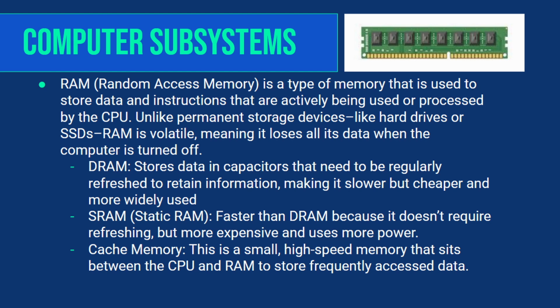So with RAM, we also have our DRAM, which stores data in capacitors that need to be regularly refreshed to retain information, making it slower but cheaper and more widely used for commercial use. Now we have our SRAM, which stands for static RAM. It's faster than DRAM, but doesn't require refreshing. However, it is more expensive and uses more power. Now we have our cache memory. This is a small, high-speed memory that sits between our CPU and our RAM to store more frequently accessed data.